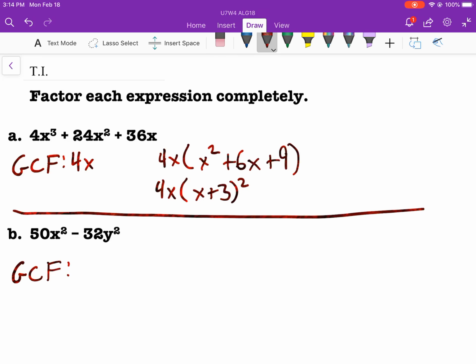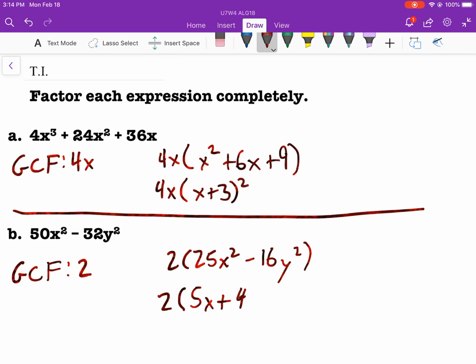GCF. Not 5. Not 8. 4. No. 2. Yeah, 2. We have 2 times 25x squared minus 16y squared. So 2 times 5x plus 4y and 5x minus 4y.